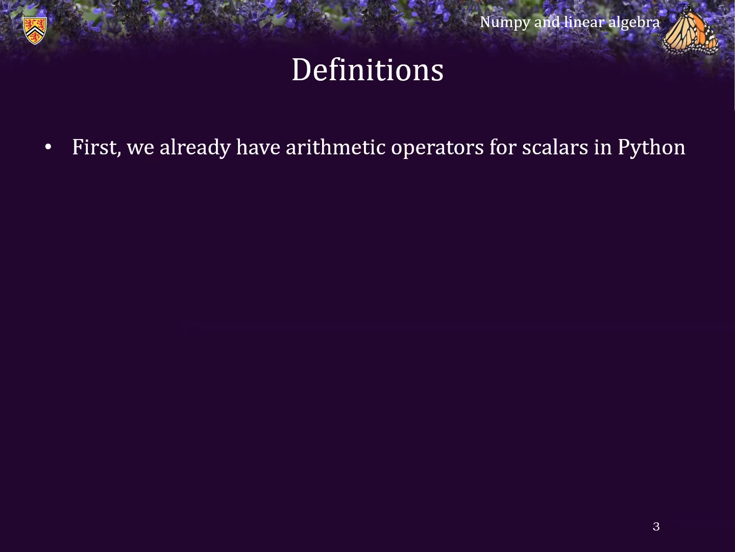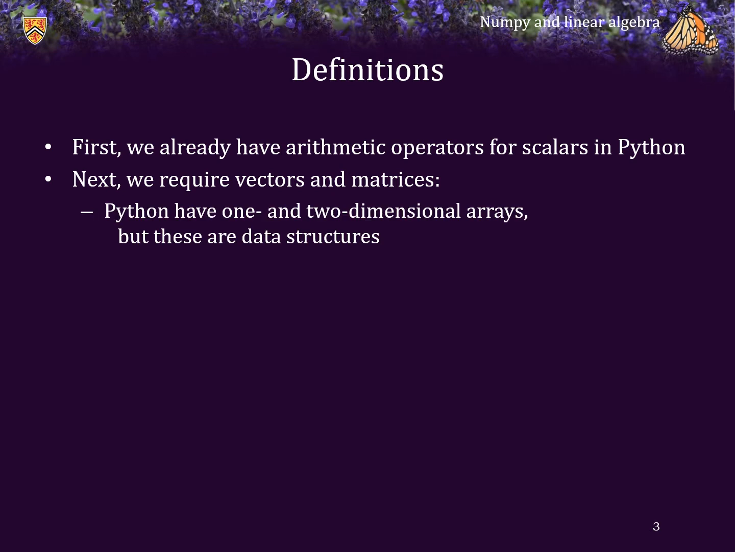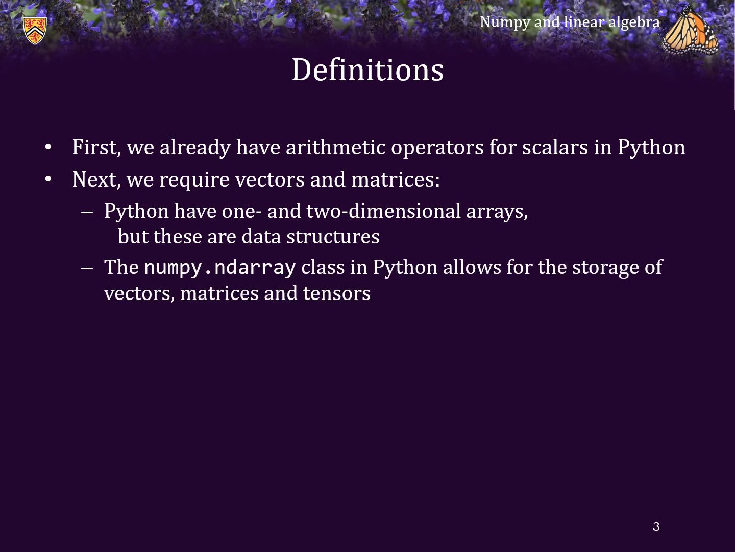Now first, you have already seen the arithmetic operators for scalars or doubles and complex numbers in Python. We now require vectors and matrices. Now, Python does have 1- and 2-dimensional arrays, but these are data structures. The Numpy ND array class in Python allows for the storage of vectors, matrices, and higher order tensors.